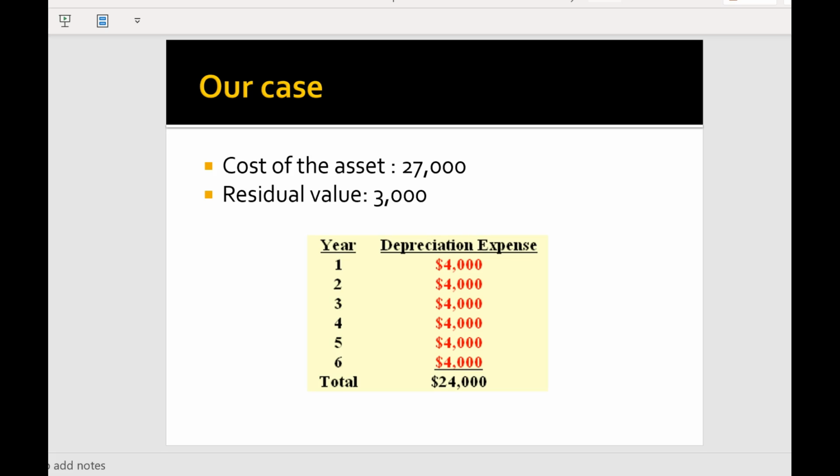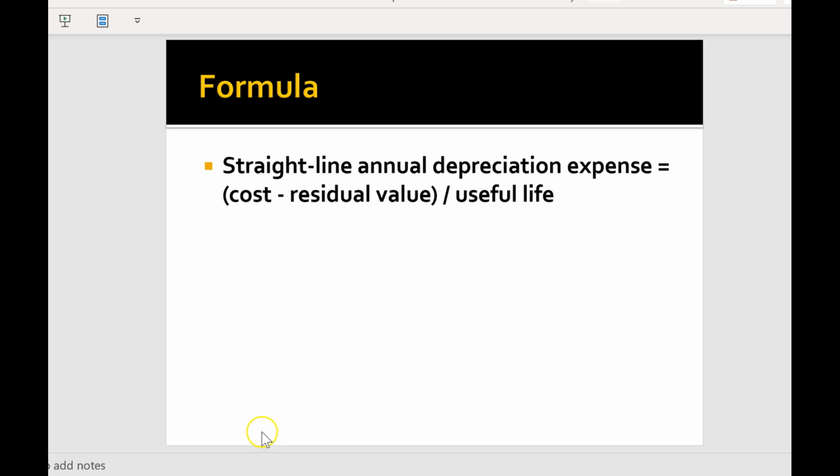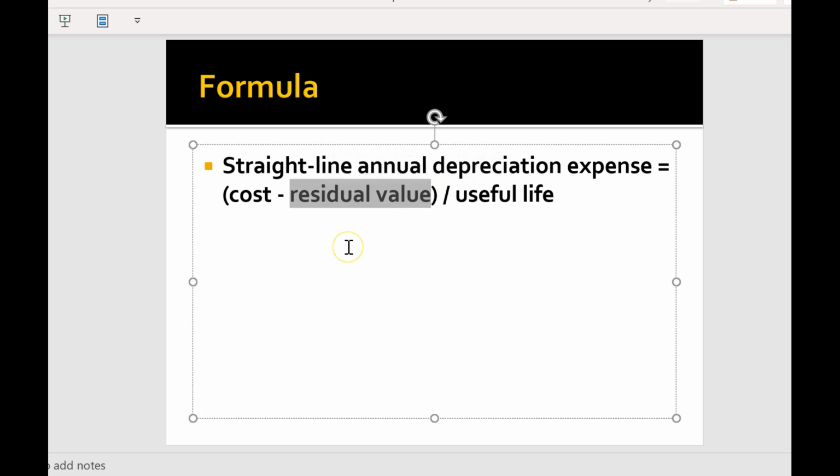Remember, the formula for straight line depreciation is the cost minus the residual value. This is very important because only when you subtract the residual value, it would ensure at the end of the year, after you've done 6 years of depreciation, you are still left with the salvage value as desired. So we use cost minus residual value divided by useful life when we calculate straight line depreciation.